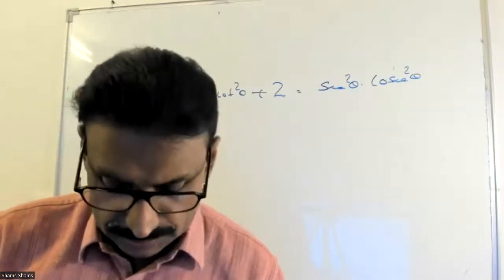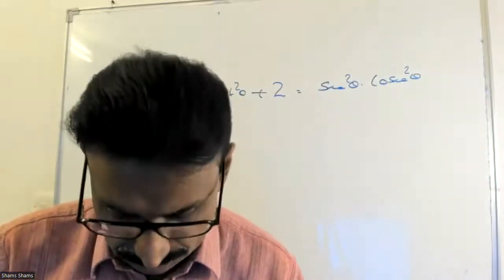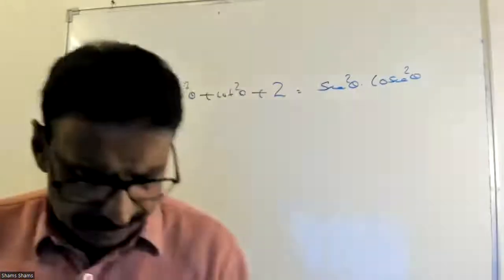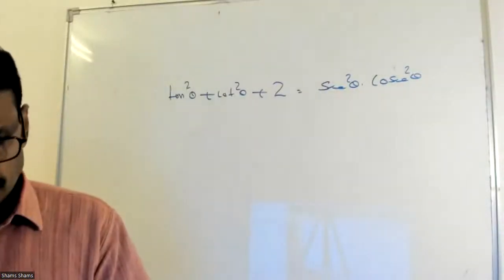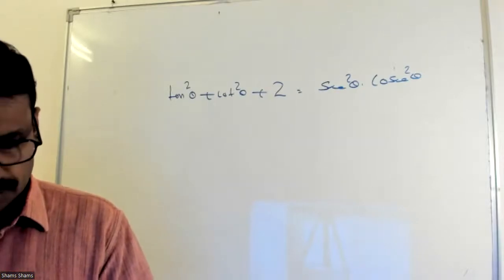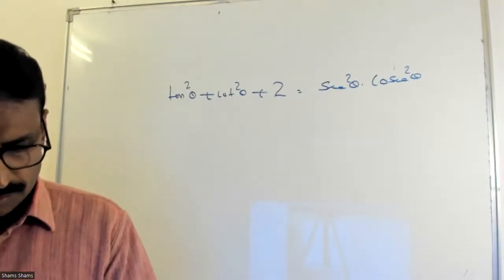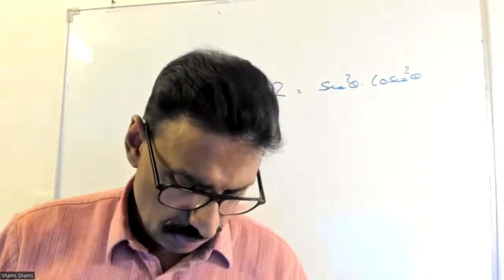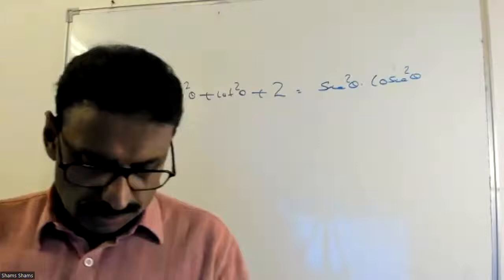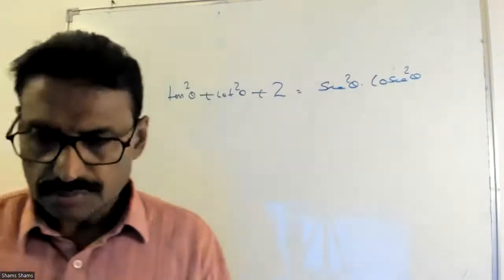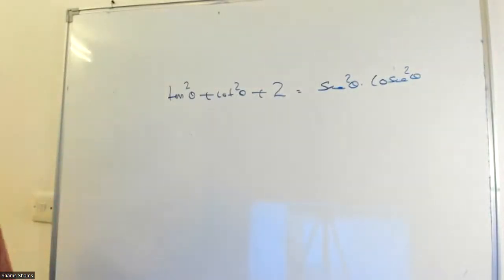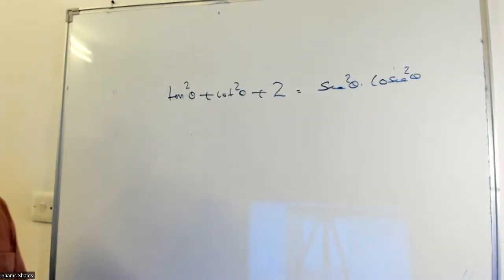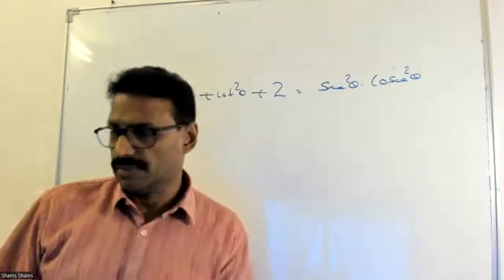Tell me, anyone get this answer? Okay. Tan square theta plus cot square theta plus 2 equal to 2 sec square theta into cosec square theta.